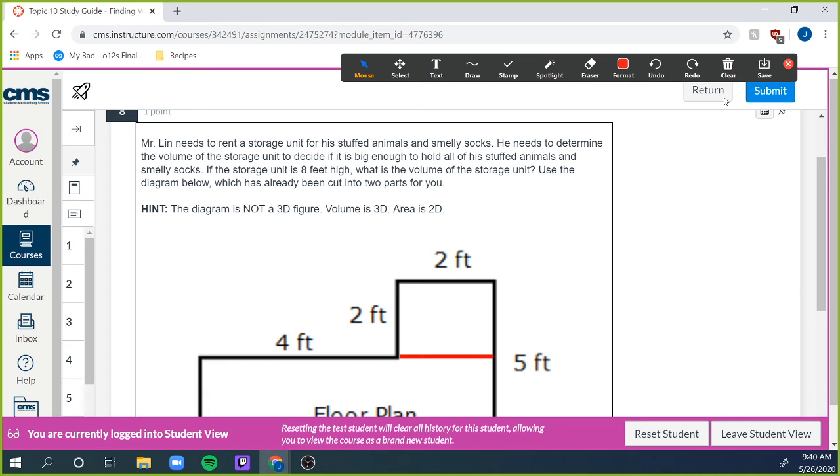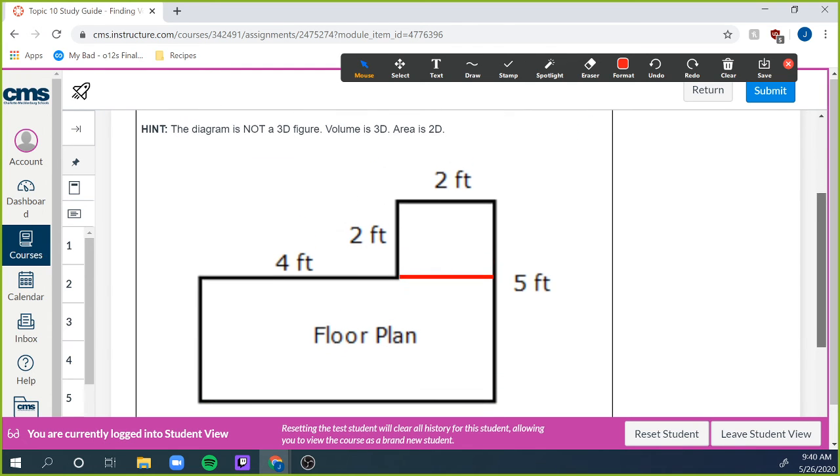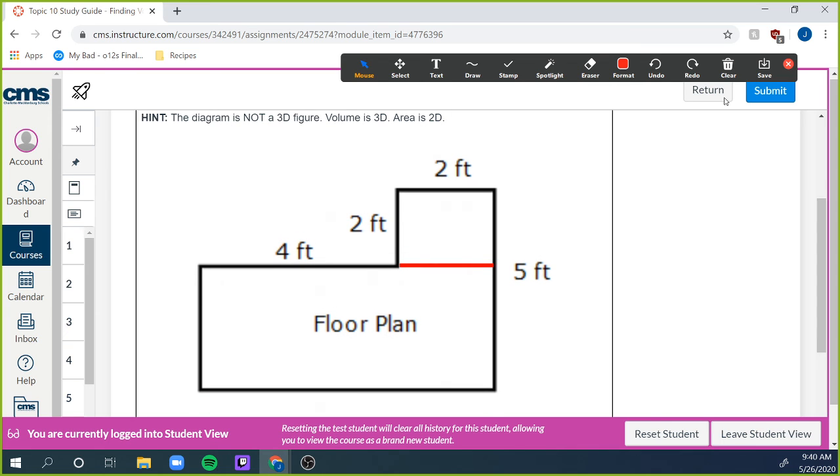Mr. Lin needs to rent a storage unit for his stuffed animals and smelly socks. He needs to determine the volume of the storage unit to decide if it is big enough to hold all of his stuffed animals and smelly socks. If the storage unit is 8 feet high, what is the volume of the storage unit? Use the diagram below, which has already been cut into 2 parts for you. Hint, the diagram is not a 3D figure. Volume is 3D, area is 2D.